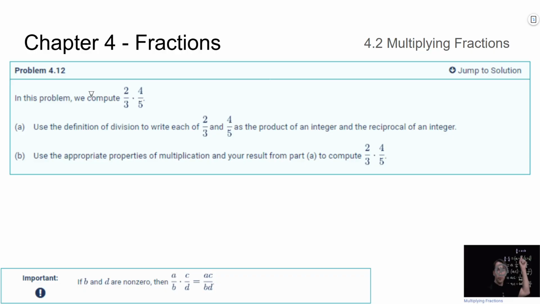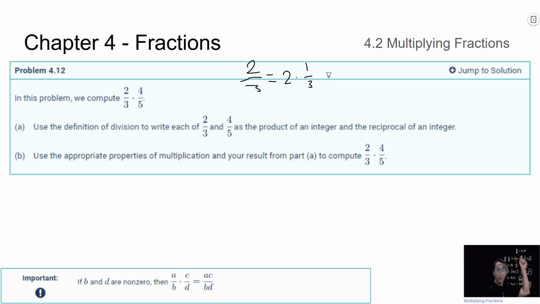Okay, so in this problem we compute 2/3 times 4/5. So this is where we're going to come up with a new rule that's going to make multiplying fractions pretty easy going forward. So use the definition of division to write each of 2/3 and 4/5 as the product of an integer and the reciprocal of an integer. Okay, so what that means is we convert this 2/3 to be a product of a reciprocal and an integer. So that's going to be 2 times 1/3.